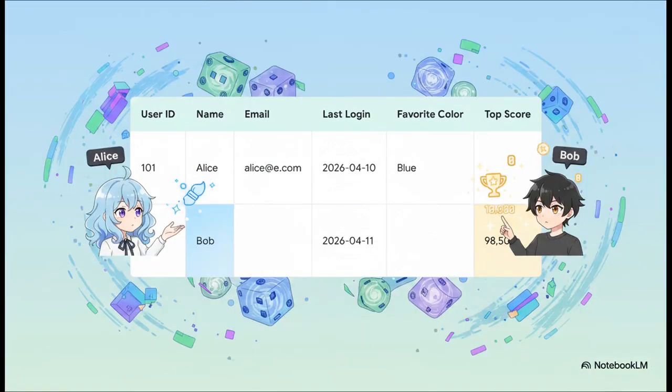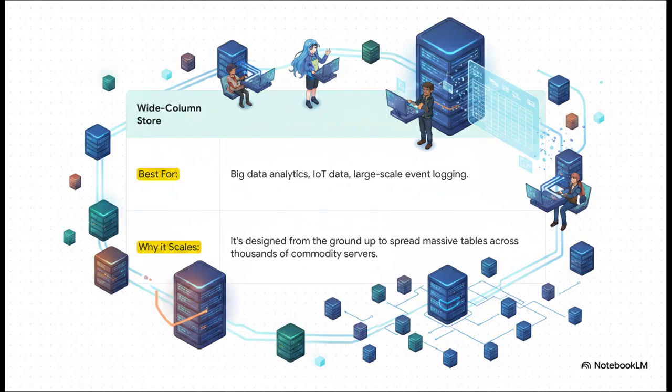But now, look at this. Our super spreadsheet. Alice has a column for favorite color, but Bob doesn't need one. And hey, Bob's got a top score, but Alice doesn't. Get it? Every single row can have its own totally unique set of columns. That kind of flexibility is just mind-blowing when your data isn't all the same. And that is why this beast was built from the ground up for big data.